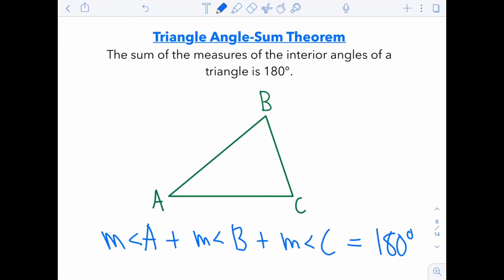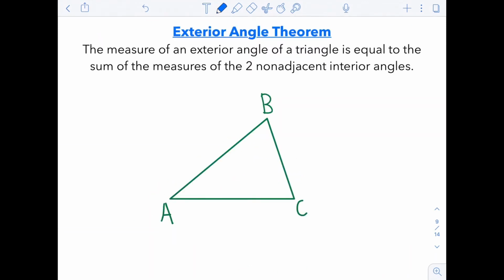And now that we know that, let's talk about the exterior angle theorem. So the exterior angle theorem says that the measure of an exterior angle of a triangle is equal to the sum of the measures of the two non-adjacent interior angles. So let's take this one at a time. The measure of an exterior angle of a triangle. So let's make an exterior angle, like let's just extend this side like this. So there's an exterior angle right there, let's call it angle 1.